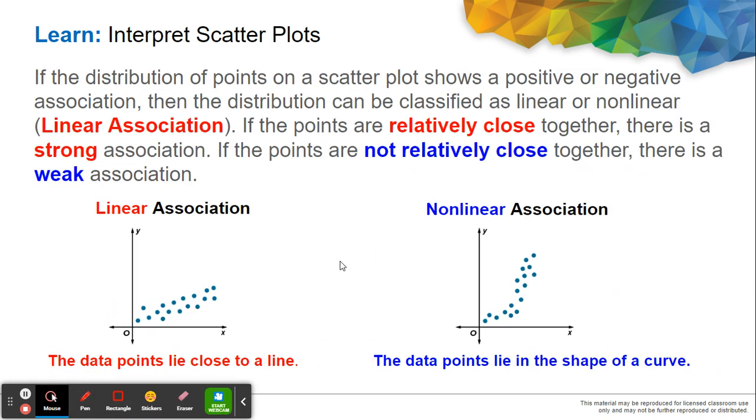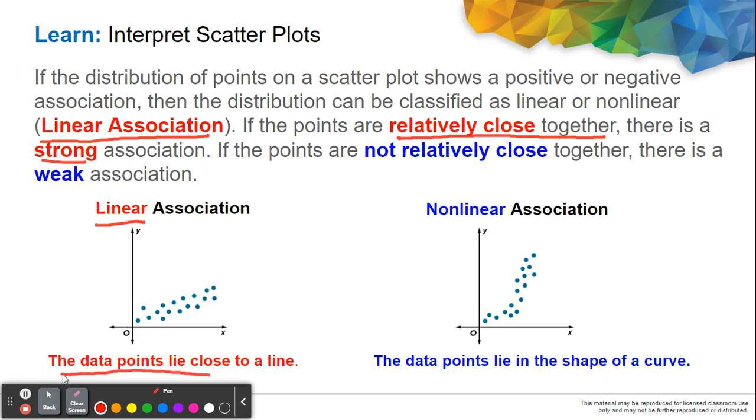The second way is by the use of linear or nonlinear association. What does it mean? If the distribution of points on a scatter plot shows a positive or negative association, then the distribution can be classified as linear or nonlinear. We call this one linear association. If the points are relatively close together, there is a strong association. For linear association, as you can see, the data points lie close to a line, like this one. They are very close to a line.